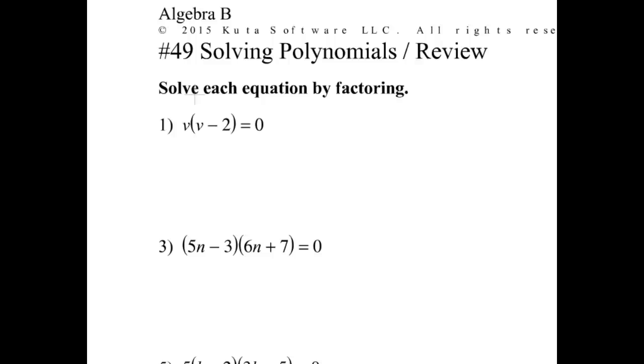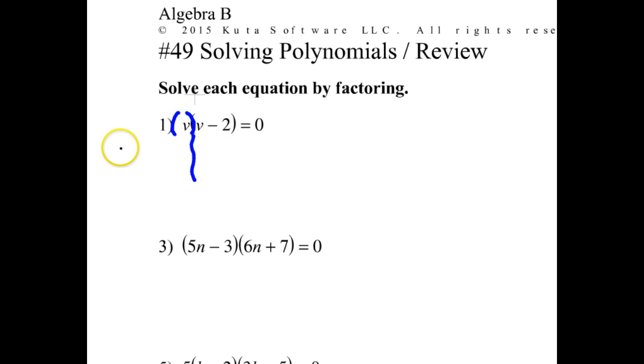To remind you from last week, our goal is to get it to be factored. The idea, of course, is that if two things multiply and they equal 0, one of these two things must equal 0. And the only way you get 0 when you're multiplying is to multiply by 0. So the question here is, which one is 0?